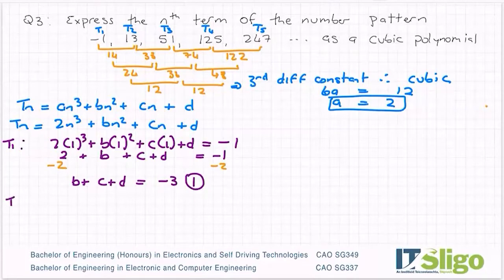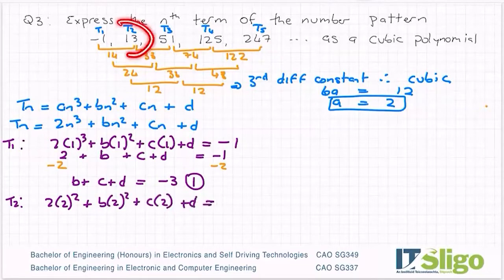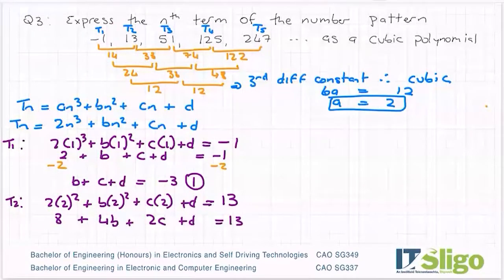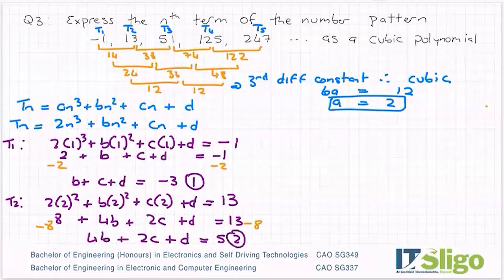Let me set up my second equation, so T2. In this case, N takes on the value of 2, and it's equal to whatever is your second term, 13 in this case. So 2 squared is 4, by 2 is 8, plus 2 squared is 4B, plus 2C, plus D, being equal to 13. Let's subtract 8 from both sides. So I get 4B plus 2C plus D being equal to 13 minus 8, which is 5. Okay, so that's my second equation set up.